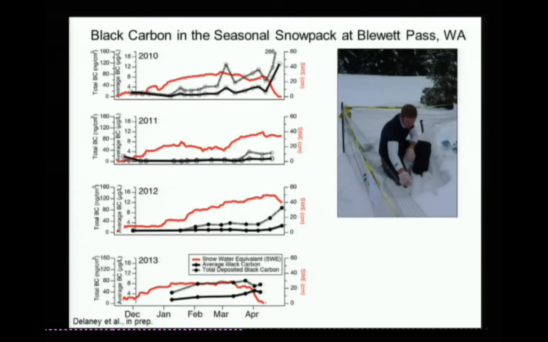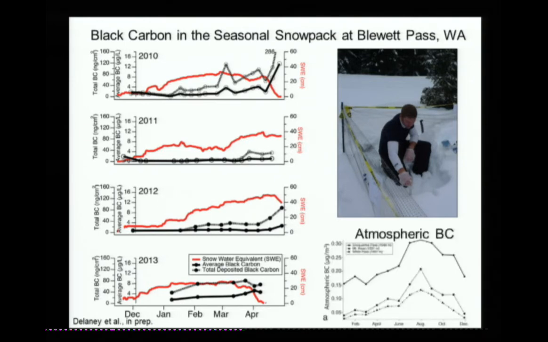So we've monitored the snowpack continuously over 4 winters, and what you're seeing in these graphs is the red line is the snow water equivalent, and the black solid line is the one that we want to focus on, which is black carbon concentrations in the snowpack. What those show is that the black carbon concentrations tend to increase into the springtime. One of the major causes for this is that that's when atmospheric black carbon concentrations are also increasing. What's interesting about this is that when we're starting to lose our snowpack is also when we're getting the most black carbon added to the snowpack.